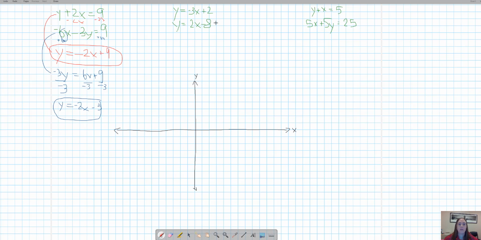Okay, so now moving to the next one. This one is nice because it's already solved for y. So you just have to graph it and see where they cross. They don't have the same slope, so they're most likely going to have a solution because they're going to cross.